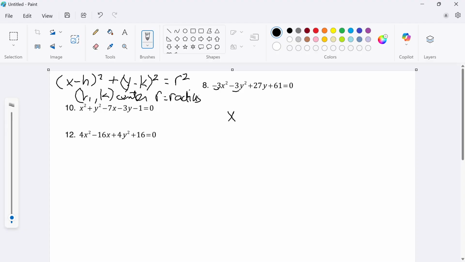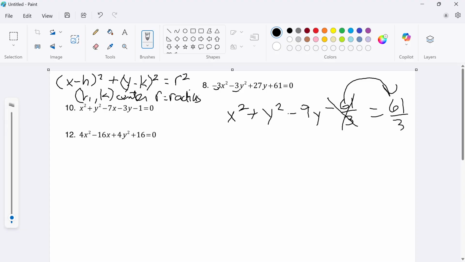-3x squared divided by -3 is x squared. -3y squared divided by -3 is y squared. 27y divided by -3 is -9y. And 61 divided by -3 is, I'm going to put -61 thirds. I don't think that goes evenly. And then I can put equals 0, or I can add 61 thirds to both sides, and it equals 61 thirds.